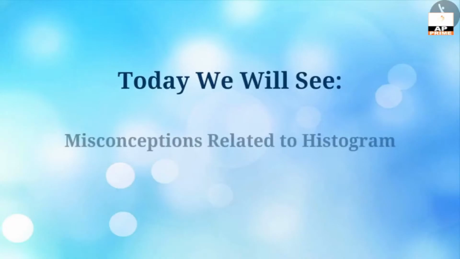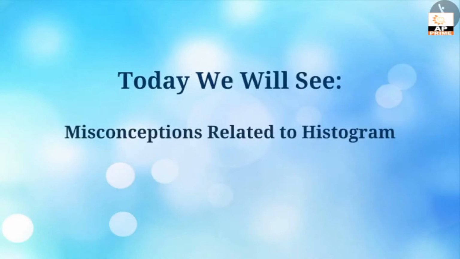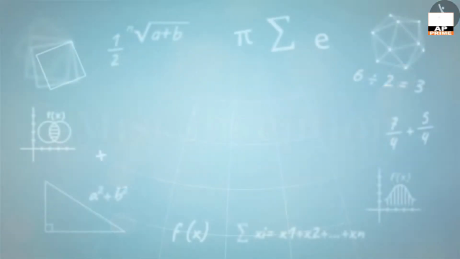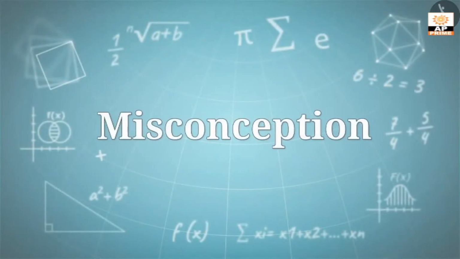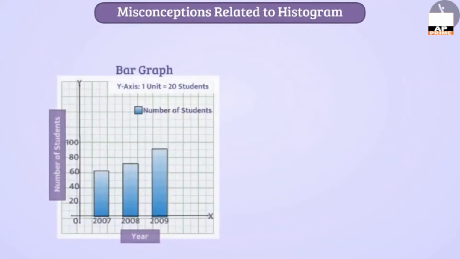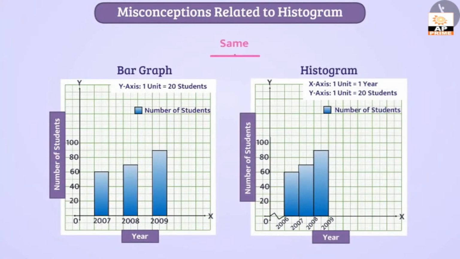Today we will see misconceptions related to histogram. Some students think that a bar graph and a histogram are the same. If they are asked to represent some information in a histogram, they make a bar graph. It is a misconception to think that bar graphs and histograms are the same.